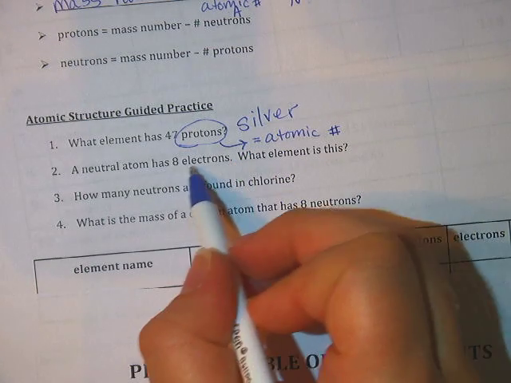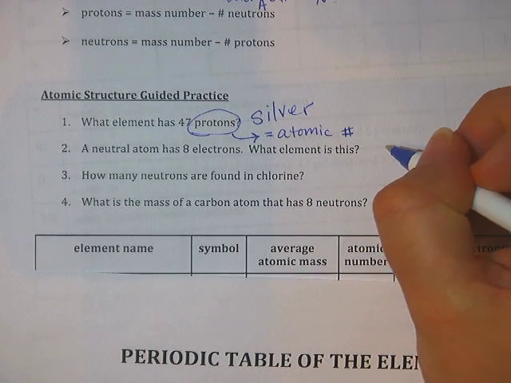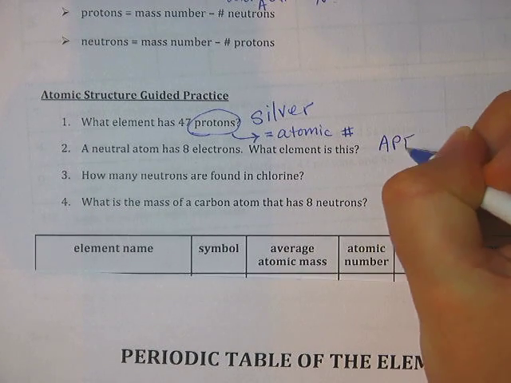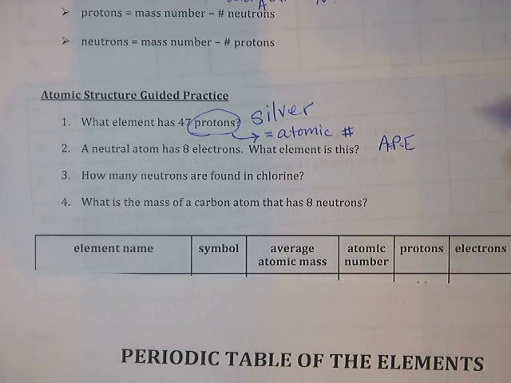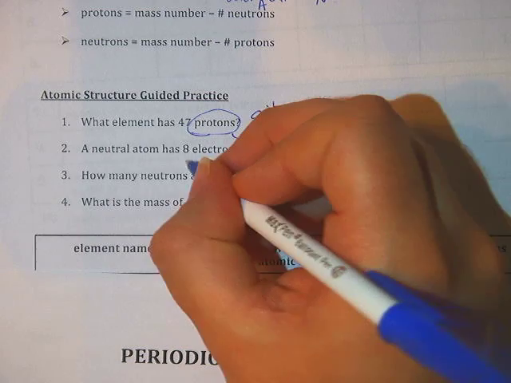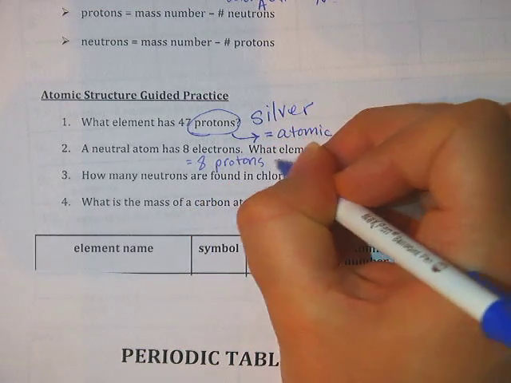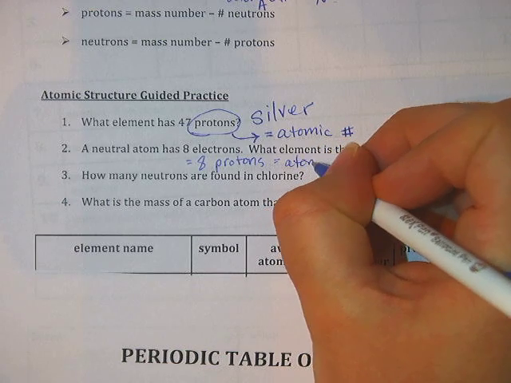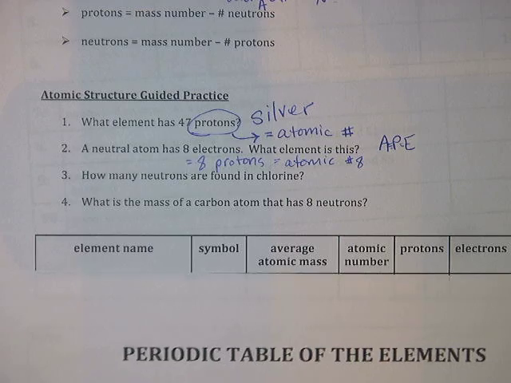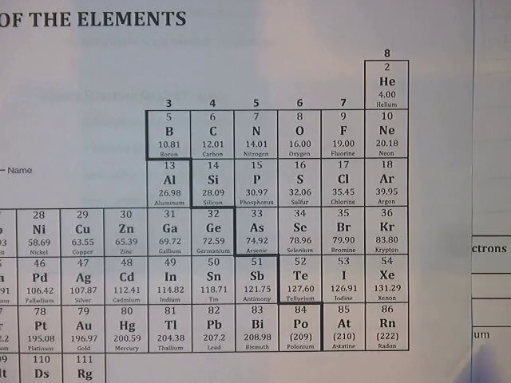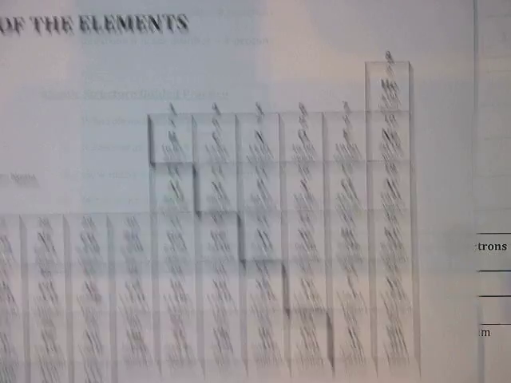A neutral atom has 8 electrons. What element is this? We know that thanks to APE, the atomic number equals the number of protons equals the number of electrons. So if we have 8 electrons, that also means we have 8 protons, and we need atomic number 8. So if you go to your periodic table and look for element number 8, you find that it's oxygen.